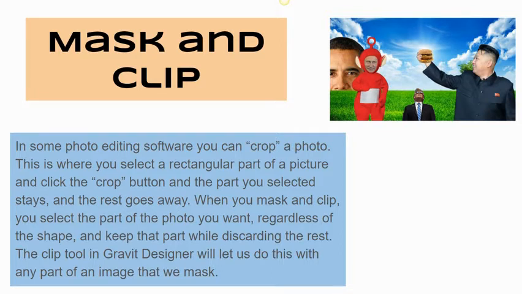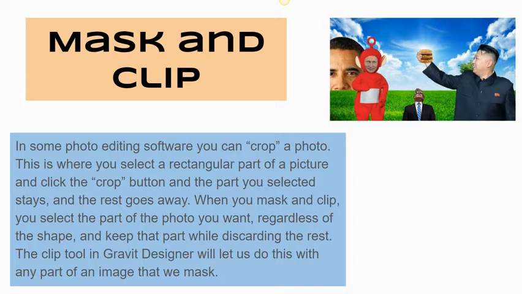Now, in some photo editing software that you may have used, you can crop a photo. This is where you select a rectangular part of the picture and then click the crop button, and the part you selected stays and the rest goes away. When you mask and clip, you select a part of the photo that you want regardless of the shape, and you keep that part while discarding the rest. The clip tool in Gravit Designer will let us do this with any part of the image that we mask.